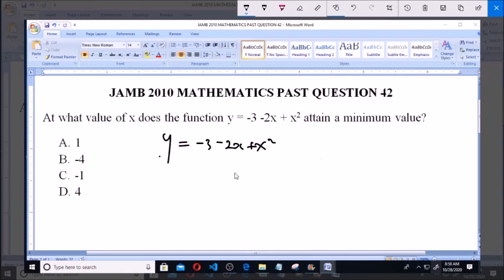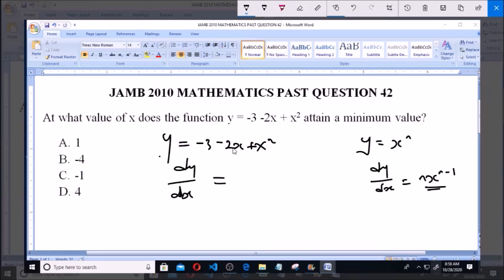Differentiating, we have dy/dx equal to, like we know, when y is equal to x raised to the power of n, dy/dx is equal to n x raised to the power of n minus 1. So this is what we're going to be applying here. Looking at this minus 3, it is a constant, so it will be 0.